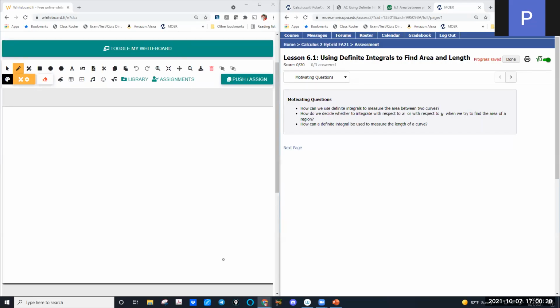Evening, everybody. 5 o'clock on Thursday, so time for some Calculus 2. Tonight we're going to cover 6.1, using definite integrals to find area and length.